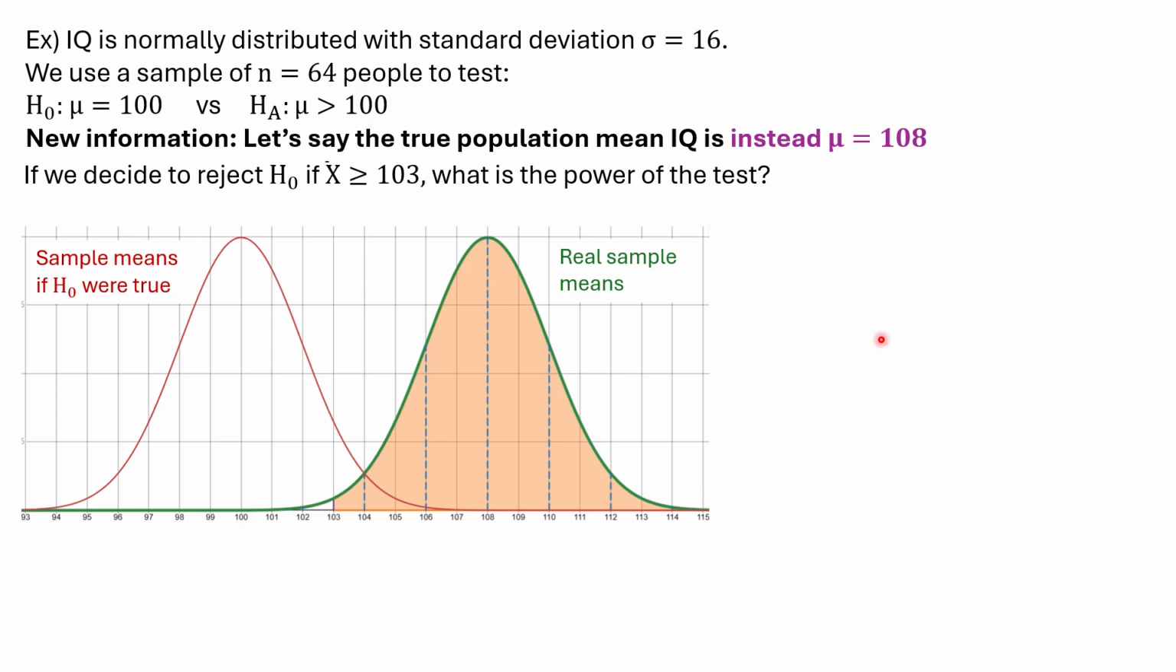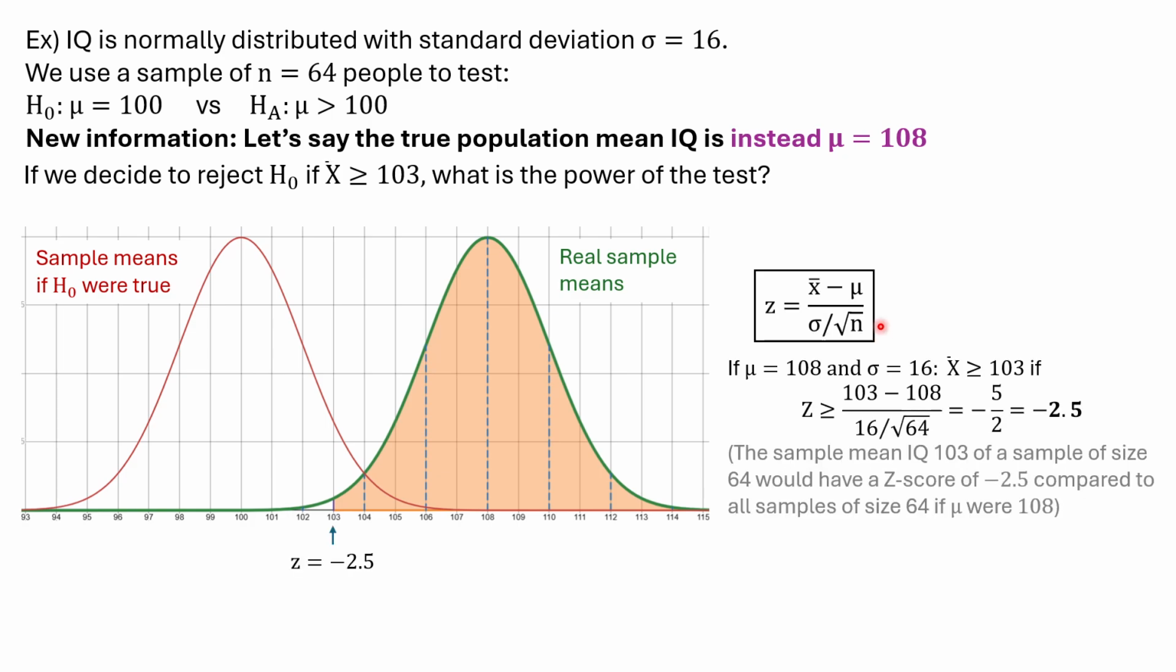In fact, we can calculate that z-score exactly, so let's do that using the same formula. X bar of 103 minus 108 all over 16 over root 64. We're still using samples of size 64. That would give us a z-score of minus 2.5. So the sample mean IQ 103 of a sample of size 64 would have a z-score of negative 2.5 compared to all samples of size 64 we would expect to get if mu were really 108. So here's our z-score of negative 2.5.